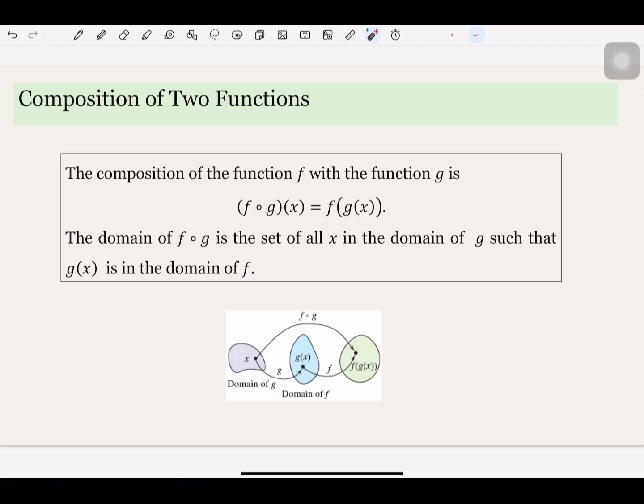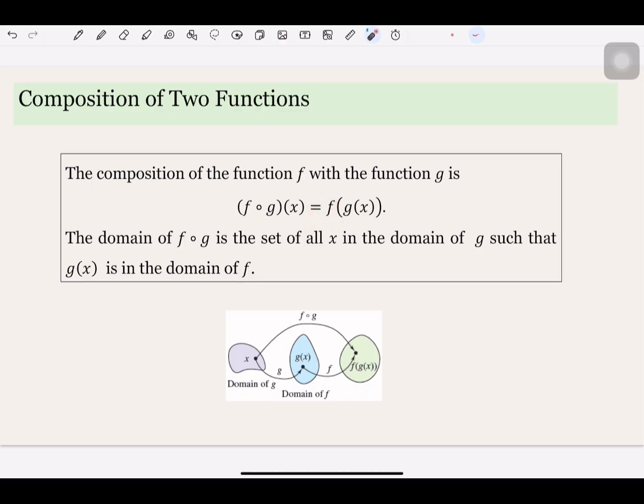So imagine you are going through two machines. The machine g takes the input x and gives you an output. So what does machine f do? Machine f then takes that output and gives you a final result. So it's like you're feeding x into g and then feeding g(x) into f.